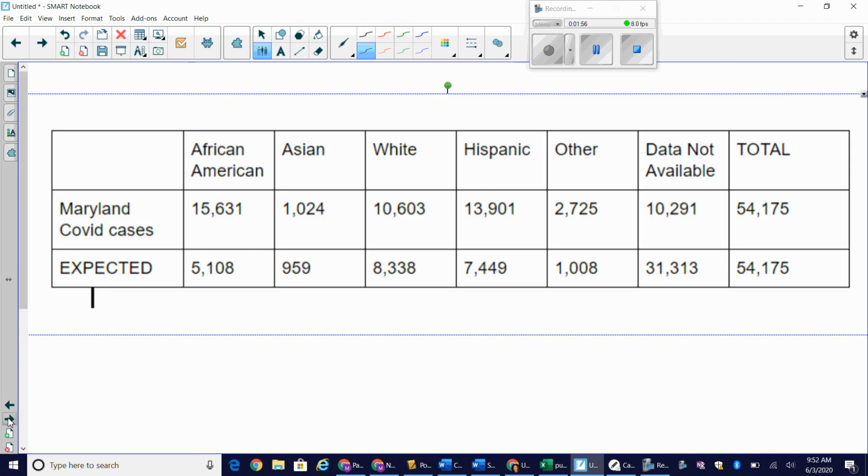Okay, so let's look at the breakdown from Maryland. I put it into a table, and then we're looking at what is expected. Now, when I calculated the expected values, I took the percentages from the first screen and I multiplied them by the total of cases in Maryland. So here is what I would expect to be happening in Maryland based on race, given the percentages of what's happening at the national level, right?